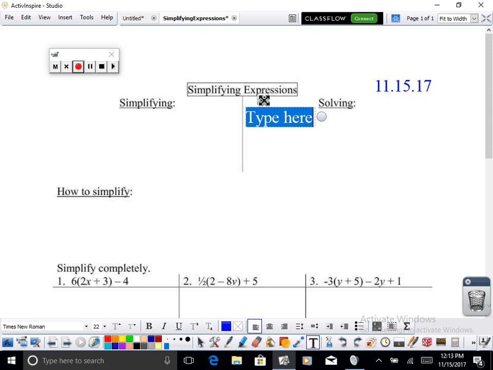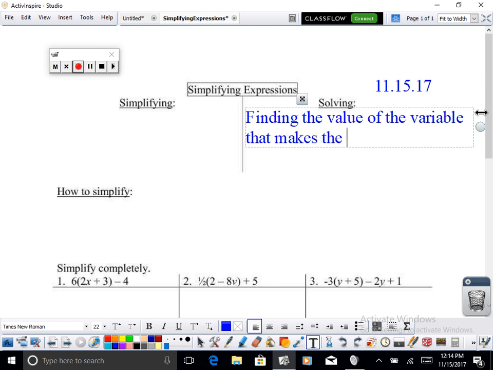When we were solving, we were finding the value of the variable that makes the equation or inequality true. Okay, we're trying to find what makes that equation or inequality true. If I put 3 in place of x, the equation's true. That only works because we have that equal sign, or that inequality sign. And we know what's going to go in place of that variable to make that equation true.